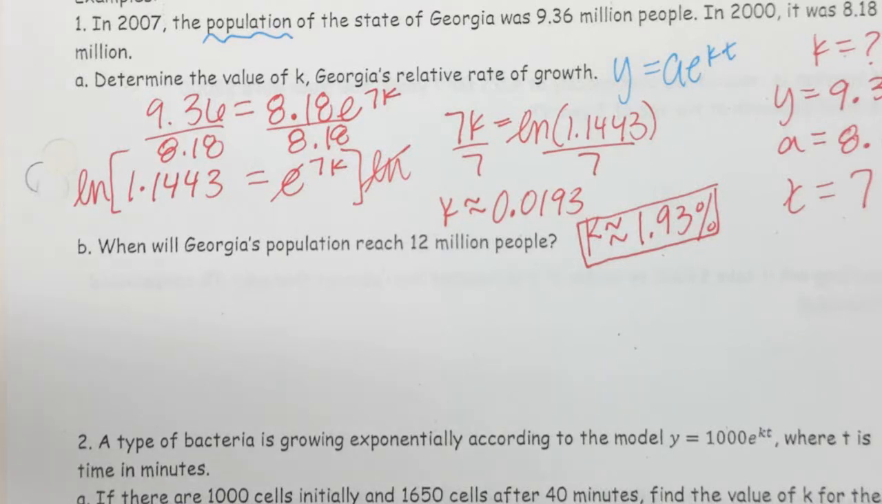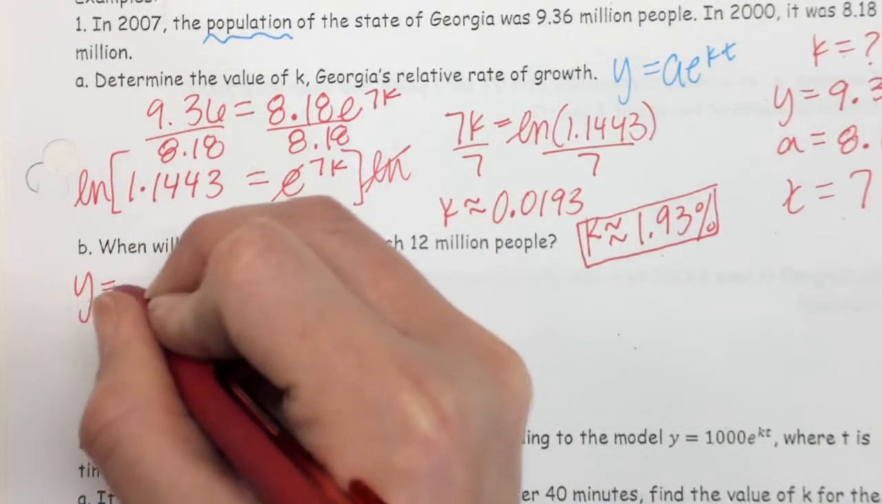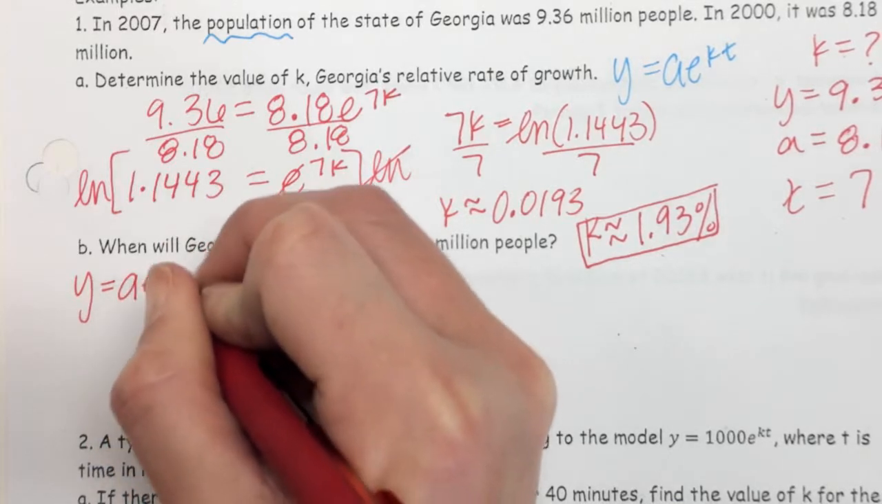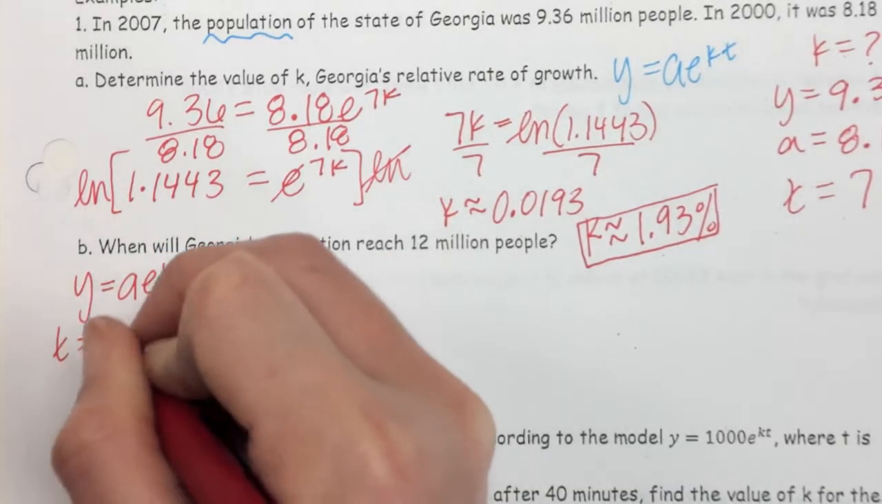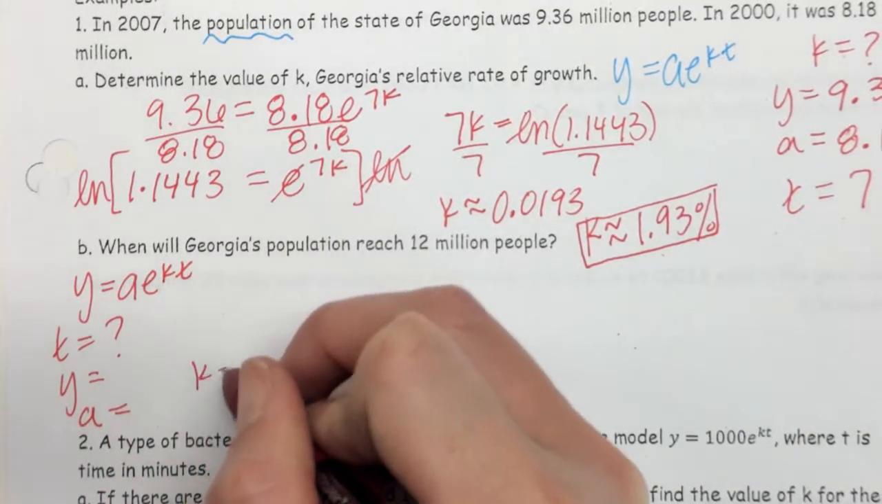All right. Next part says, when will Georgia's population reach 12 million people? So what letter? We're still going to use the same formula. What letter are we solving for here? T. Yes, because it's asking how long. That means we're solving for T. We just need Y, A, and K.